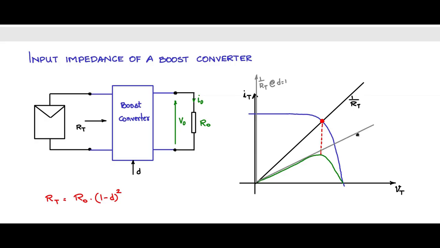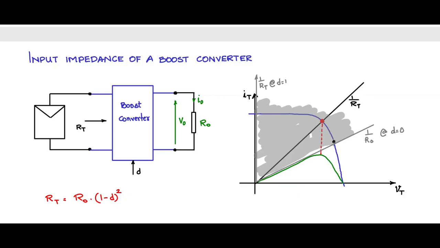Now what happens when D is equal to 0? When D is equal to 0, you see that RT is equal to R0, RT is same as R0. So this happens at D equal to 0. From this extreme load line to this other extreme load line, the load line can be varied by varying D. At different values of D, different load lines occur with different slopes, and they intersect at different operating points.